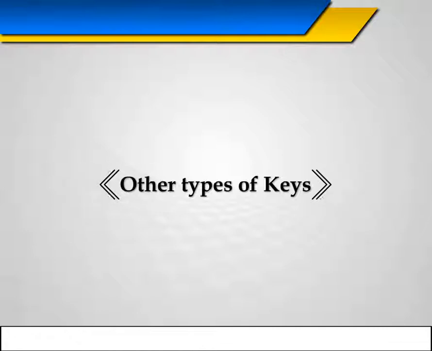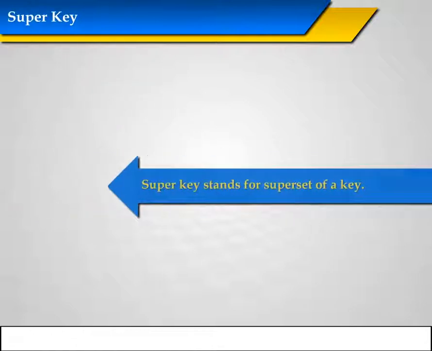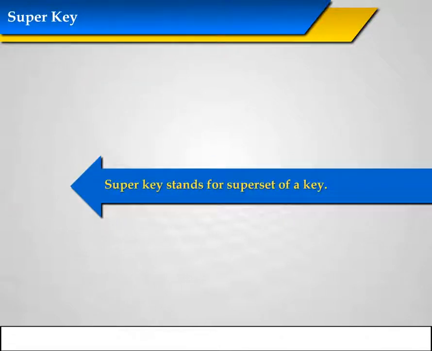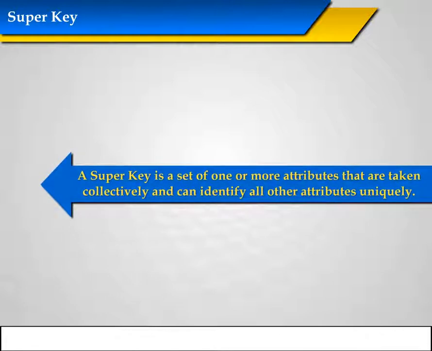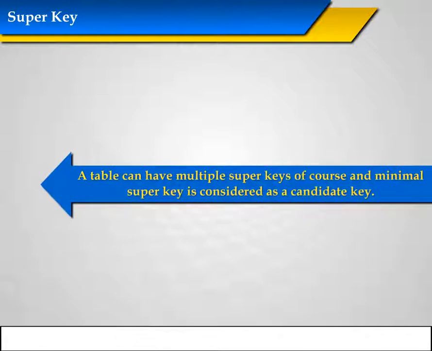Other types of keys. Super key. Super key stands for superset of a key. A super key is a set of one or more attributes that are taken collectively and can identify all other attributes uniquely. A table can have multiple super keys, of course, and a minimal super key is considered as a candidate key.